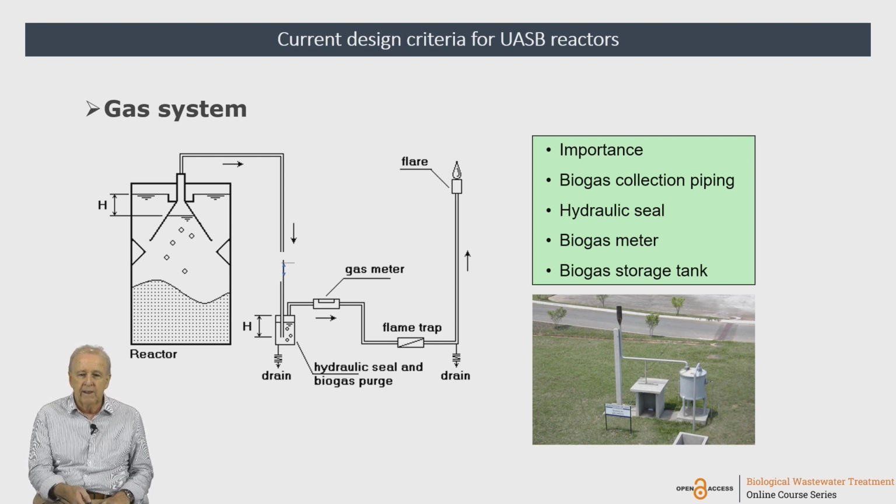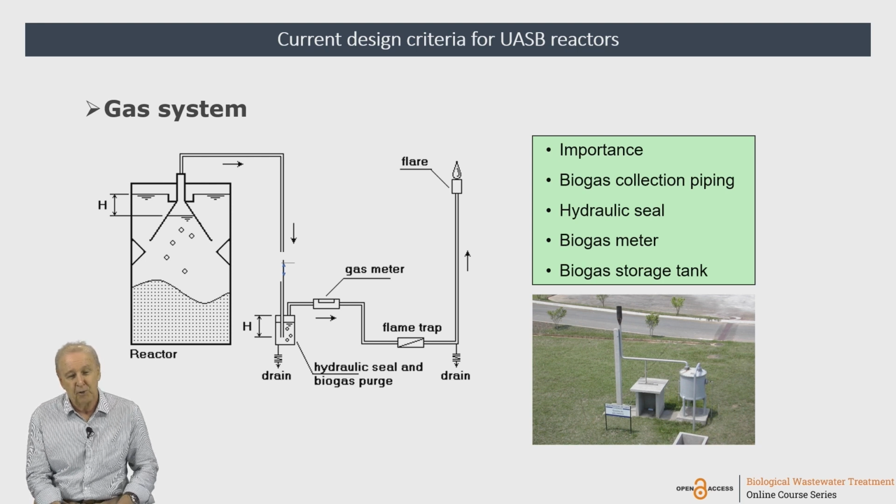Another point to call attention to here is the material that can be used for these gas pipelines. The recommendations are stainless steel 316, yes, 316, 304 is not appropriate, or either high density polyethylene.